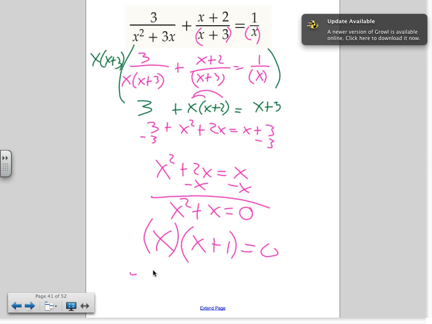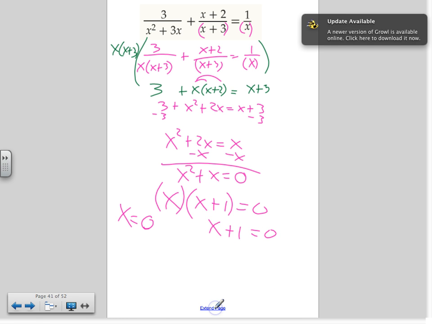How many cases do we have? 2. How do you solve for 0? You set each case equal to 0. So the first case is x equals 0, meaning x is 0 because there's nothing to solve anymore. Second case, x plus 1 equals 0. So what is x? Negative 1. So I have 2 solutions, right?